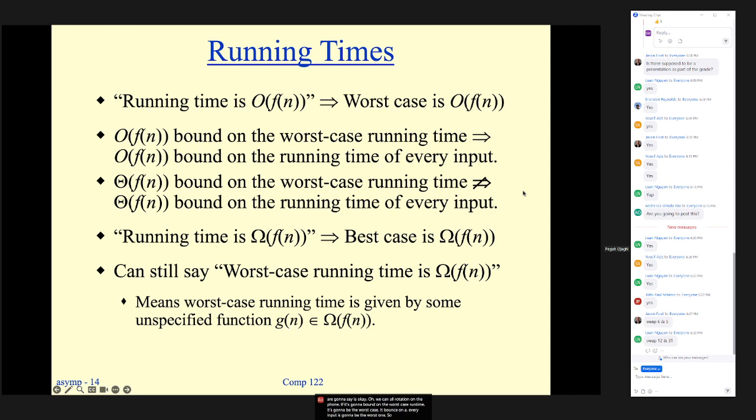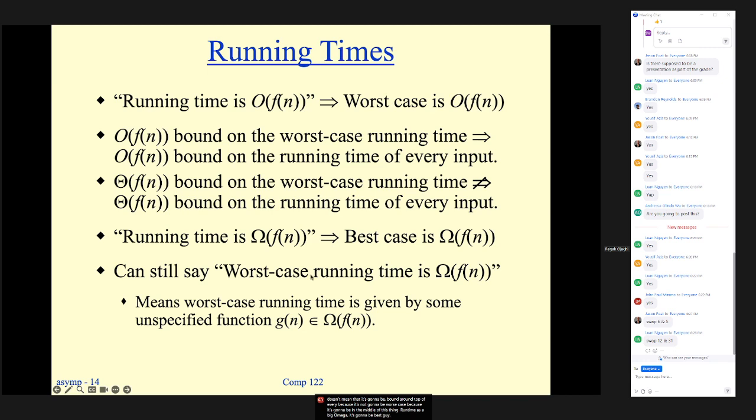So other than that, it's not going to be anything. But theta of f of n bounds the worst case runtime. It doesn't mean it's a bound on the runtime of every input, because it's not going to be the worst case, it's going to be in the middle of this thing. The runtime of big omega of n is going to be the best case scenario.